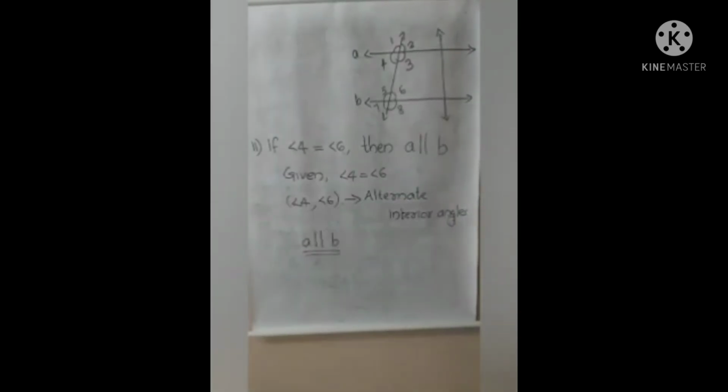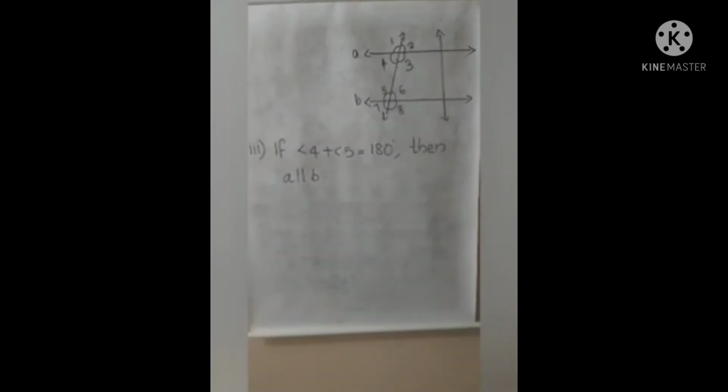So we are starting from what is given in the question. What is given in the question? Angle 4 equal to angle 6. So we identified what is angle 4 and angle 6. Angle 4 and angle 6 are alternate interior angles. So those alternate interior angles are equal. Then we can say A is parallel to B. What is the reason? If a transversal cuts two lines and one pair of alternate interior angles are equal, then the lines must be parallel. So that reason you have to specify.